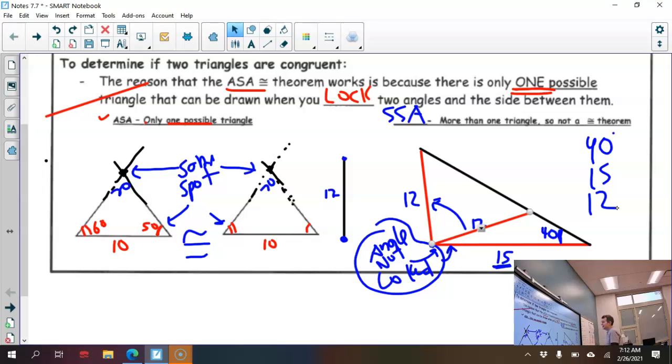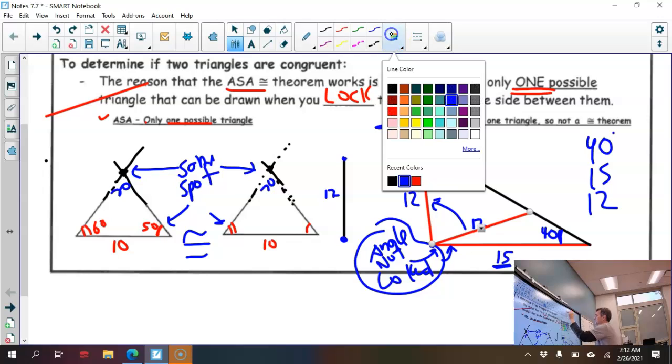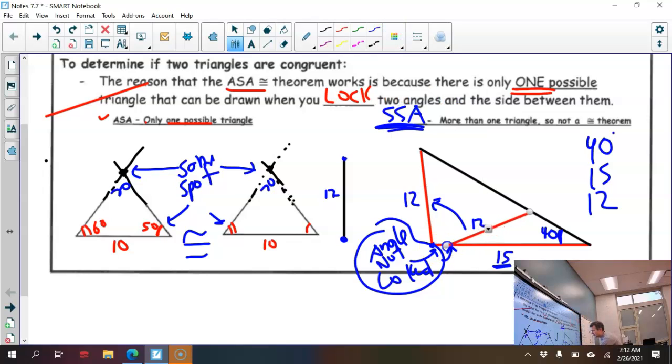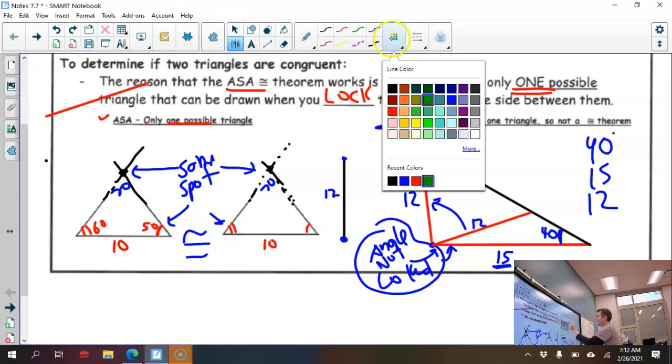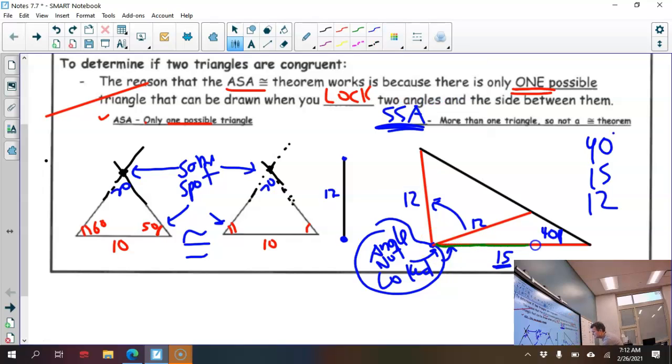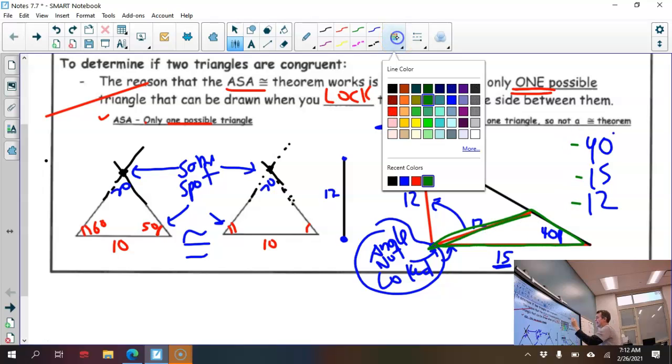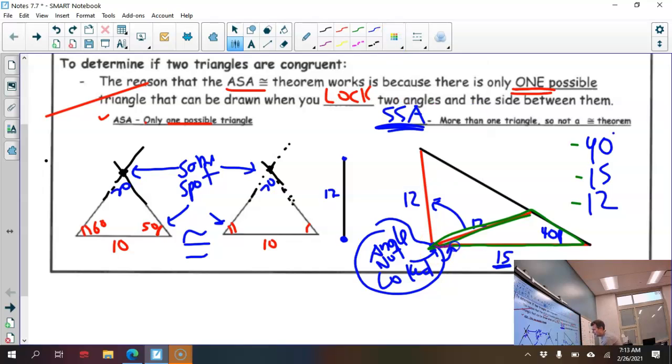So I have this side-side-angle, locked in place, but that actually gives me two different triangles. I have this triangle that's, oh man, not what I wanted to do. I have this triangle that's green, hopefully. All right, that's one triangle that is 40, 15, and 12. And then I have another triangle that is purple. That is 15, 40, and 12. Two different triangles, and they have exactly the same angle, side, and side.